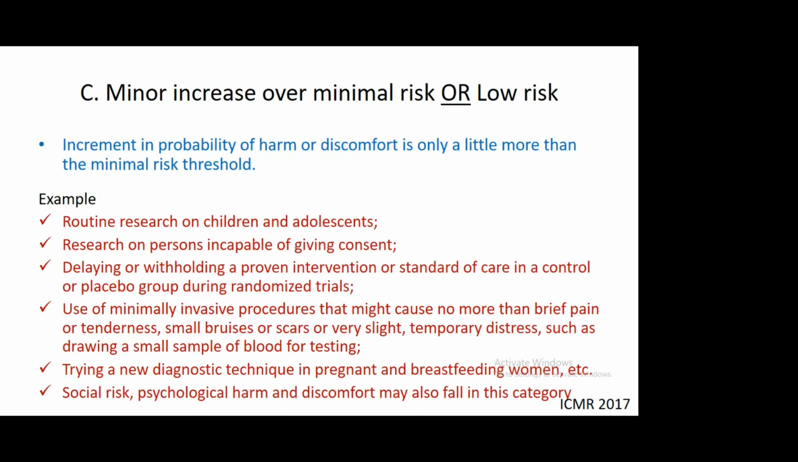Minor increase over minimal risk, or low risk, is where the increment in probability of harm or discomfort is only a little more than the minimal risk threshold. Either the group is slightly different from the adult population, like a vulnerable population such as children, adolescents, pregnant women, or the studies involve sampling, needling the patient, where you won't collect blood for your study. Then it comes under this category, minor increase over minimal risk or low risk.